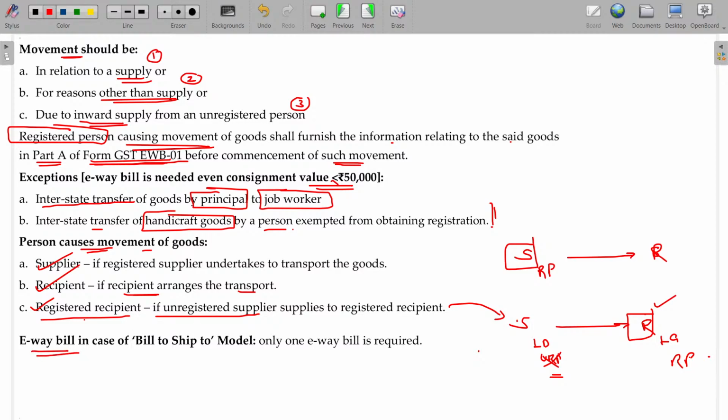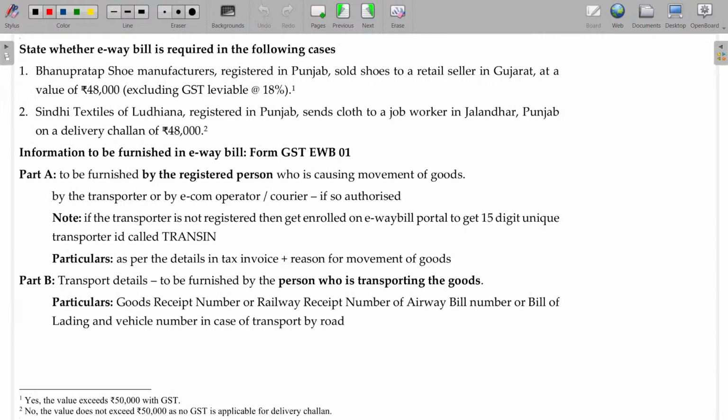E-way bill in case of bill to ship to model. What happens, sir? Bill to ship to model. Only one e-way bill is required. You don't need to have multiple e-way bills, so you need to have only one e-way bill in case of bill to ship to model.